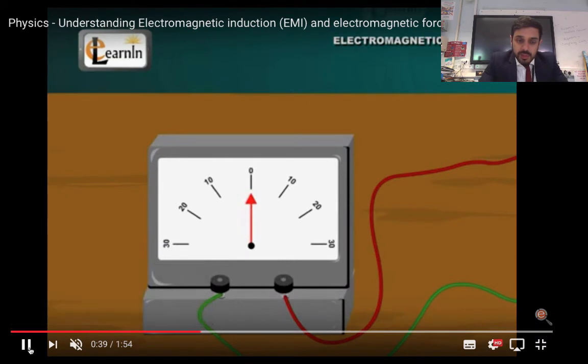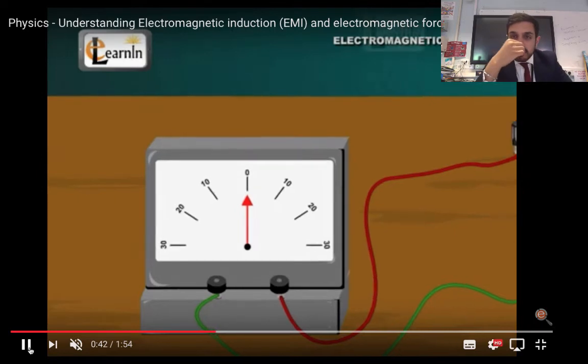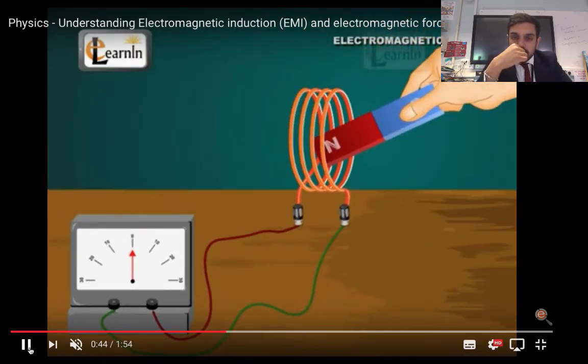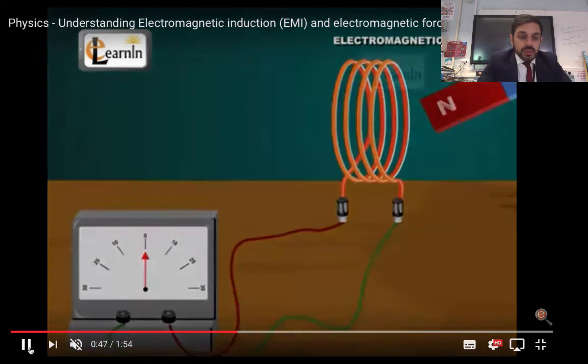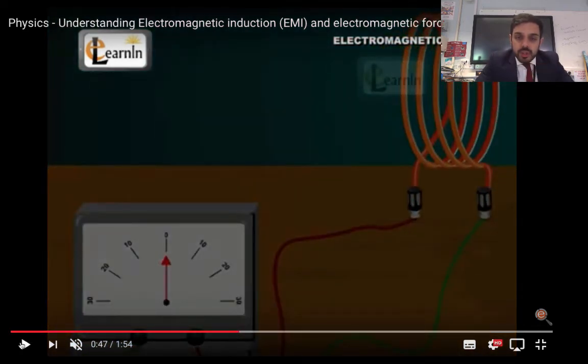Now there's something else that's important as well, is that when you move it in a particular direction, the current will go in a certain direction. So what do you think will happen when the magnet is moved in the other direction? It goes the other way. That's called an induced current. And now this principle changed the world.